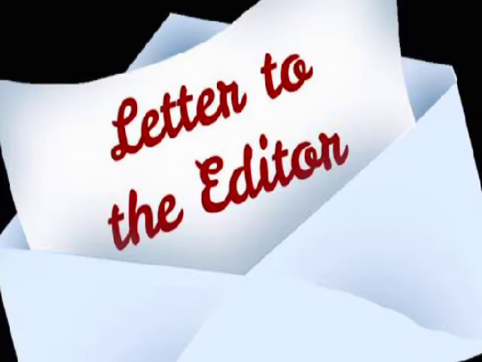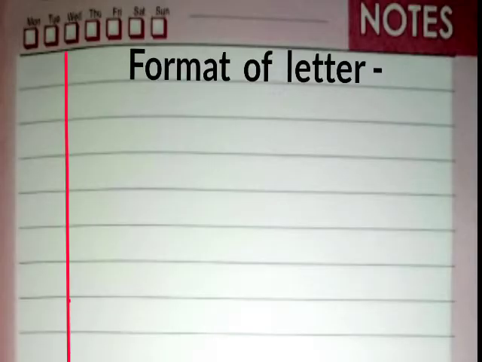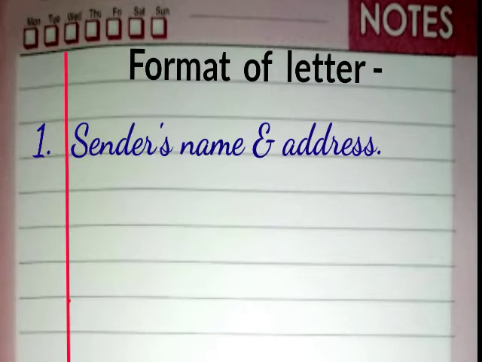We will discuss the format of the letter and then we will solve one example. So first of all, let us see the format of the letter to the editor. Whenever we write a letter, first of all we have to write the sender's name and address. It includes email and phone number if required. Mostly the question gives you the name and address. In case the question does not give you the sender's name and address, then you can write your own name and address.